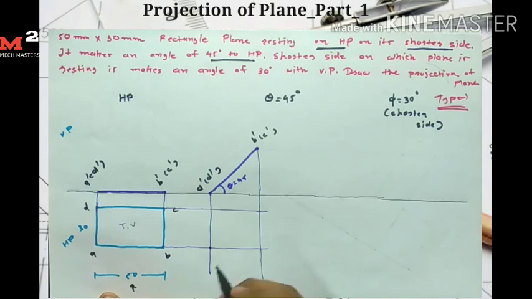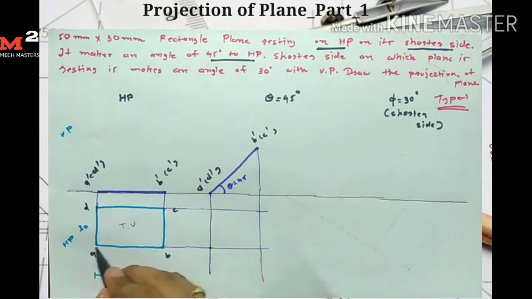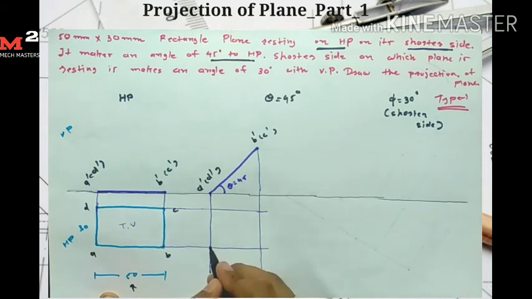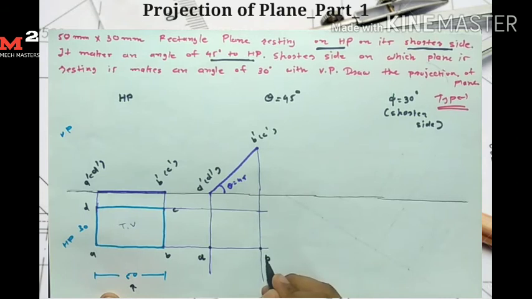For point A, one projection line from here and one projection line from here. Both lines intersect here, so I get my A point here. Similarly for B point, one projection line from here and one projection line from here. Both projection lines intersect here, so here I get my point B.